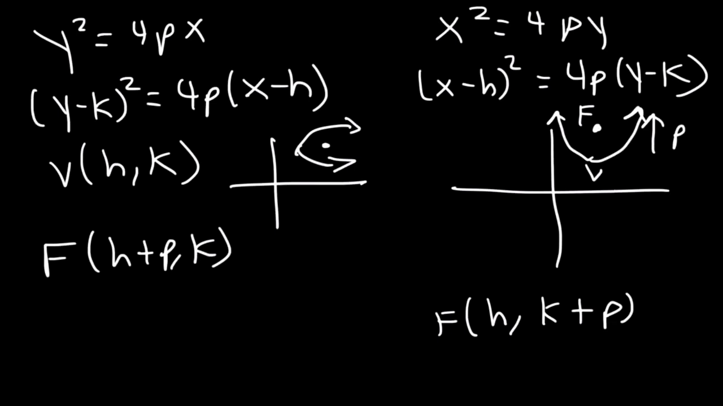So you're either going to add or subtract p to h or k, depending on where the graph opens. So if it opens to the right, it's h plus p. If it opens towards the left, h minus p. If it opens up, k plus p. If it opens down, k minus p, and so forth.